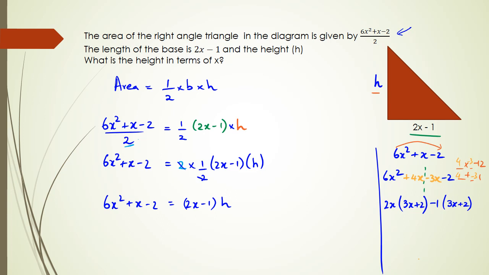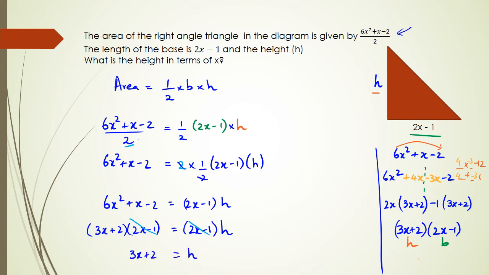Now that 3x plus 2 is the common factor, we can take it out, and we're left with 2x minus 1. What you should be able to see is that the 2x minus 1 is the base, which means the height is going to be 3x plus 2. Because we factorized it like that, we can rewrite 6x squared plus x minus 2 as 3x plus 2 multiplied by 2x minus 1, and that's all equal to 2x minus 1 multiplied by height. Because we've got 2x minus 1 on both sides, you can cancel them out, and what you're left with is 3x plus 2 equals h.